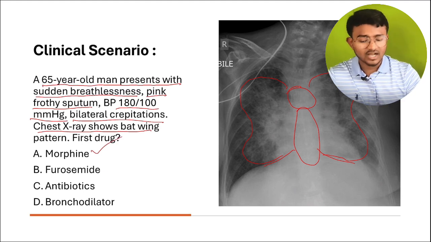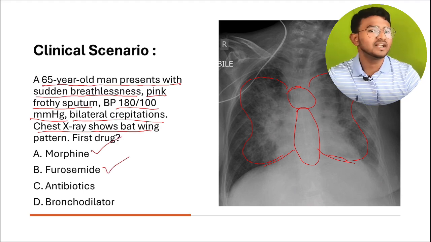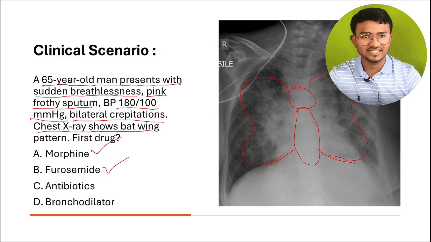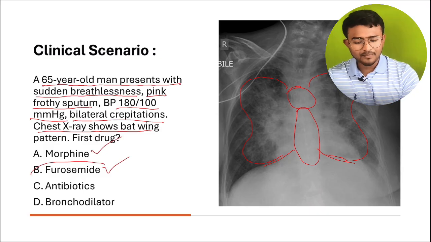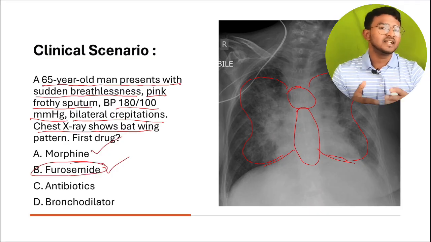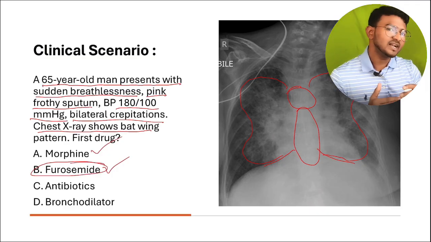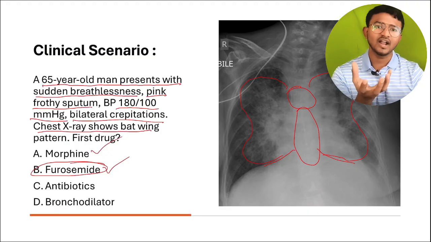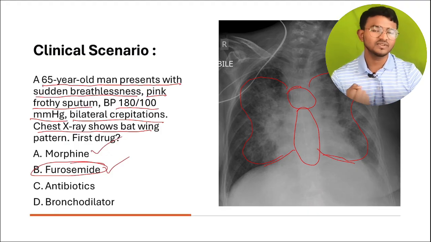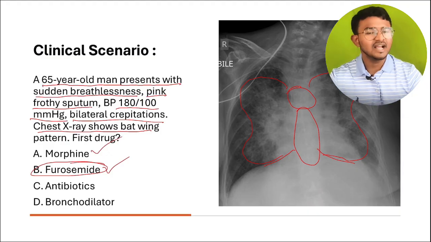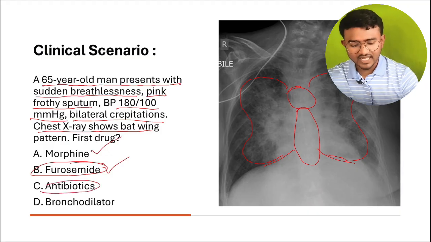The next one is furosemide. Furosemide is a loop diuretic, so we can give furosemide. Why? This is the right option because in pulmonary edema, fluid accumulates in the alveoli, so gas exchange is reduced. That's why the option is furosemide. Why we are giving it, we will discuss in management. The next one is antibiotics.